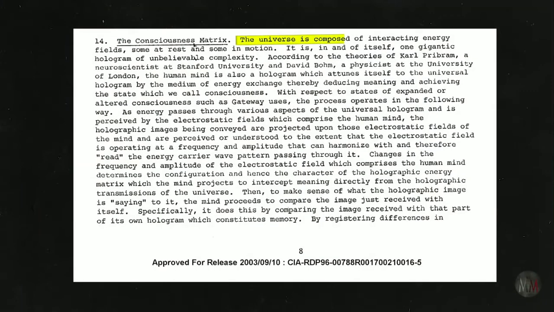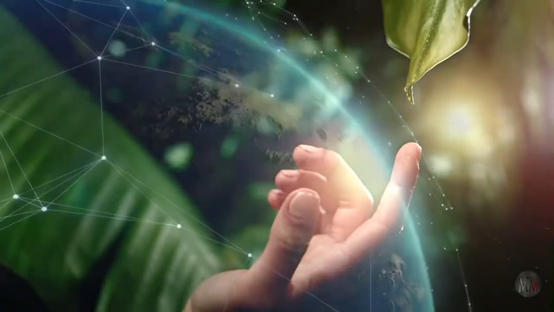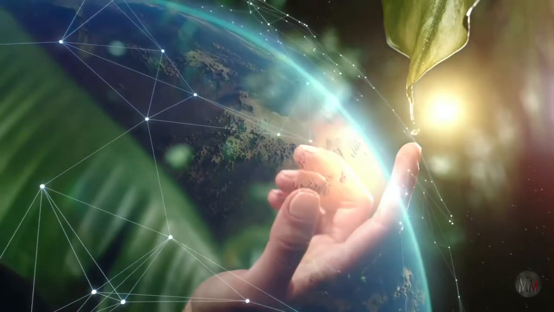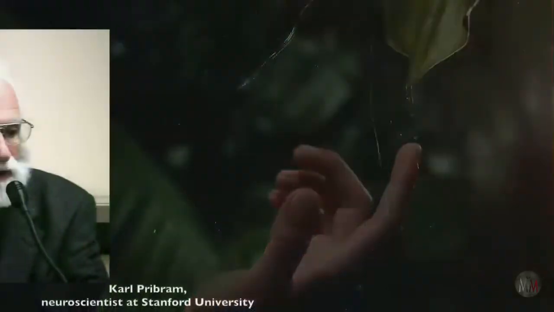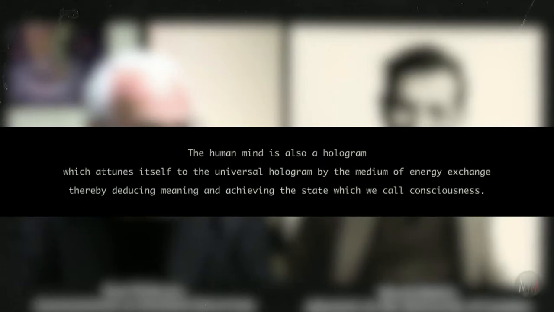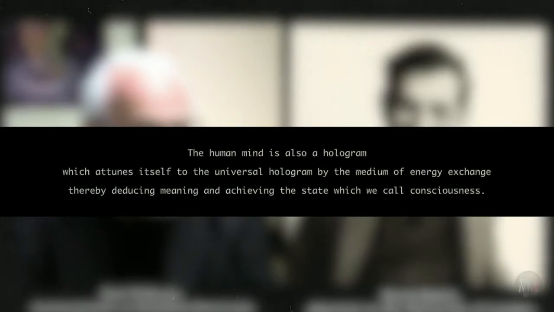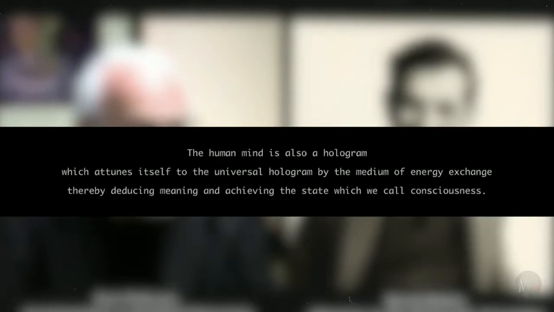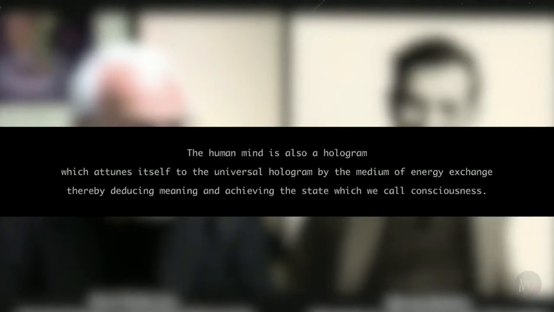The universe is composed of interacting energy fields, some at rest and some in motion. It is, in and of itself, one gigantic hologram of unbelievable complexity. According to the theories of Karl Pribram, a neuroscientist at Stanford University, and David Bohm, a physicist at the University of London, the human mind is also a hologram, which attunes itself to the universal hologram by the medium of energy exchange, thereby deducing meaning and achieving the state which we call consciousness.